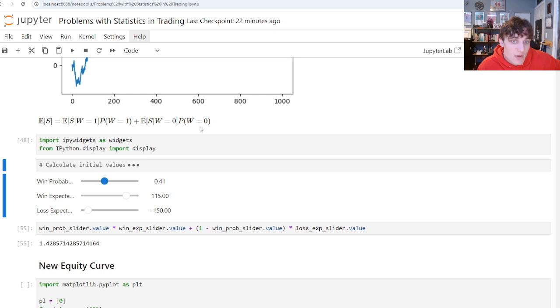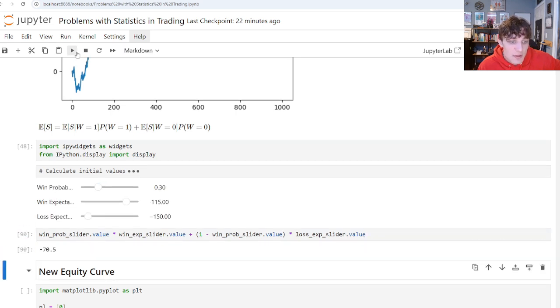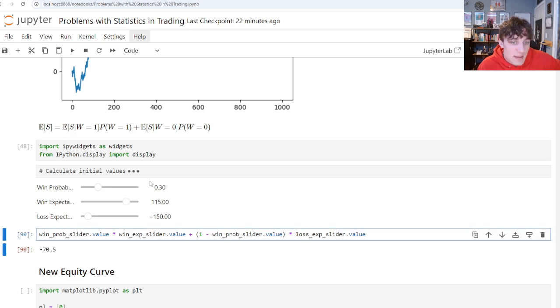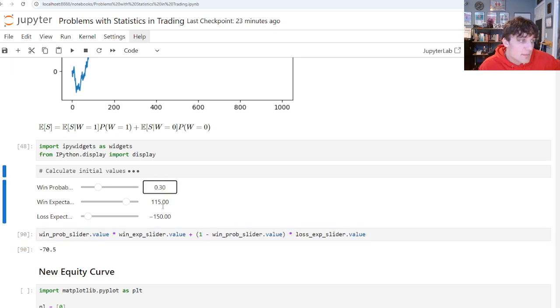And you'll notice that the loss probability is just going to be the complement, 1 minus whatever this value is. So if I make the win probability lower, let's take a look at what happens to my edge. It goes away, minus 70. Well, that makes sense, right? Because the probability of a loss is much greater than the probability of a win, and the expected value of a loss is much greater than a win. So this is a terrible strategy.